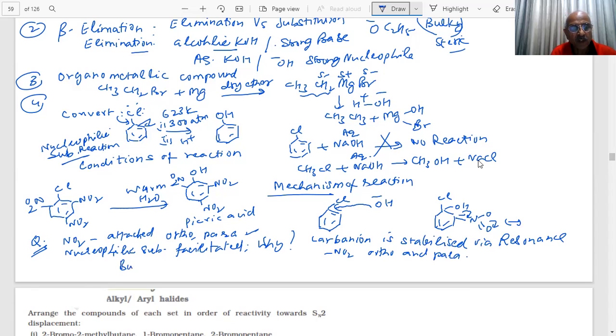But if NO2 is present at meta position, student, no effect. No effect. Important point, student. Then resonance will not be possible, student. You can draw the structures and see that such a resonance will not take place. And therefore, students, the withdrawal of the electron density will not take place. So it's important that when such strongly electron-withdrawing groups are present at ortho and para position, then such a change will take place.